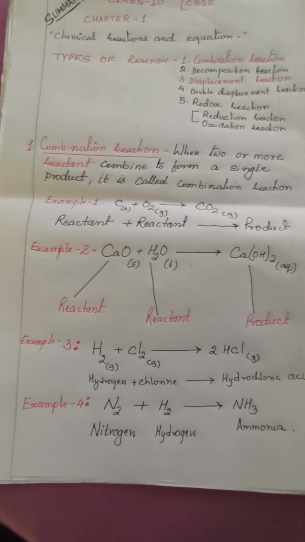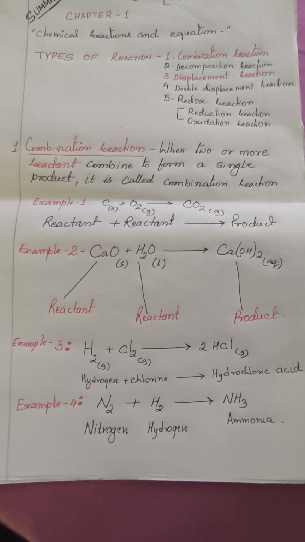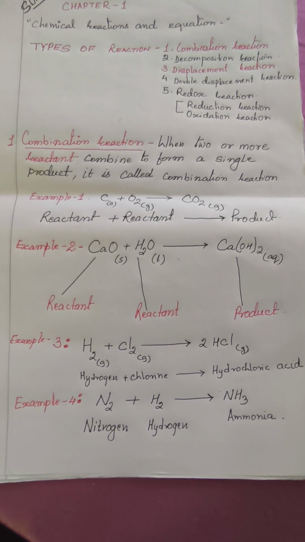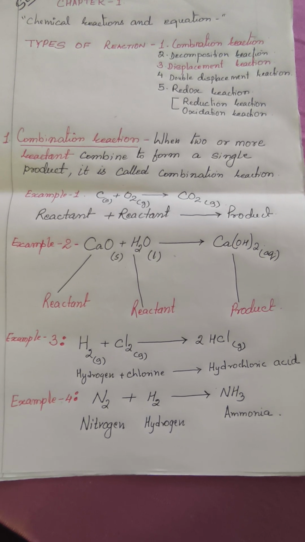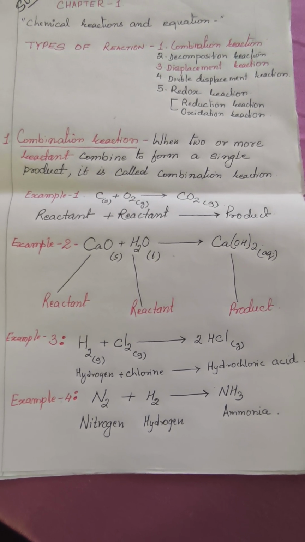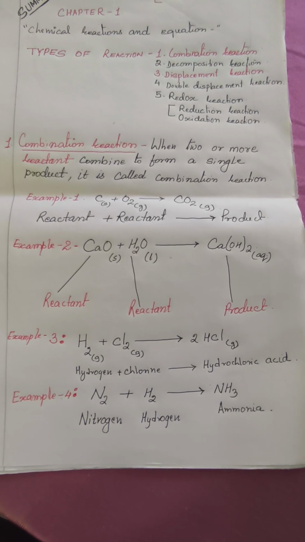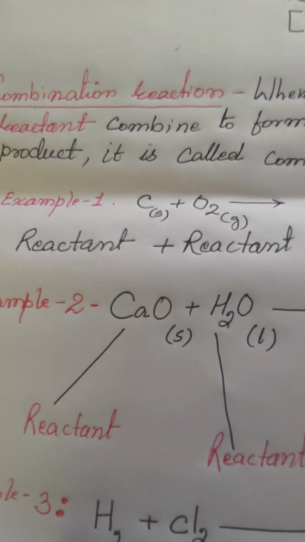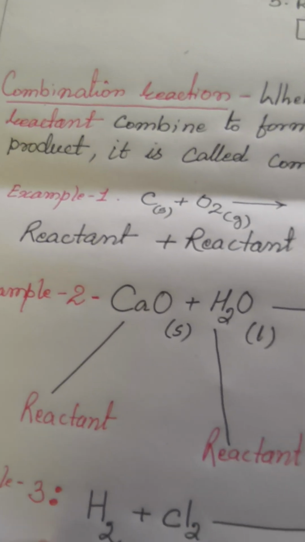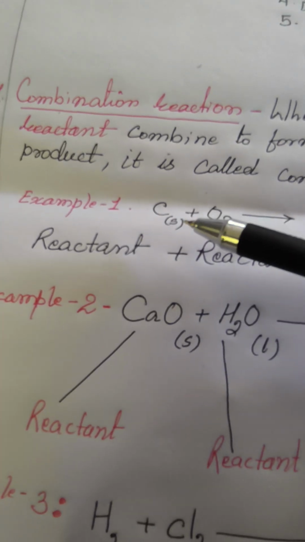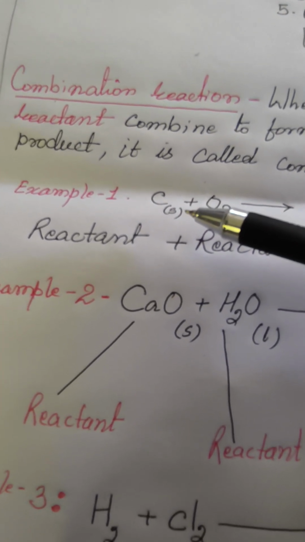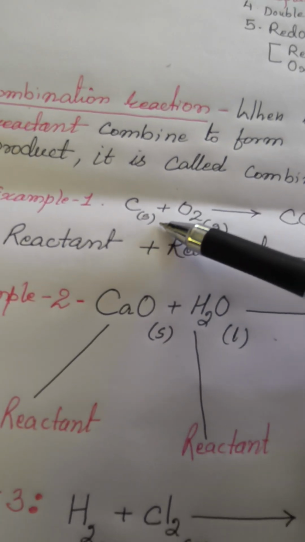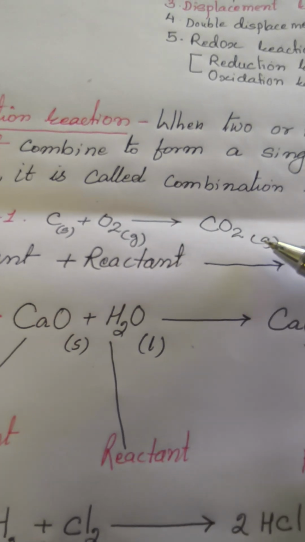Okay, first of all we will go for the combination reaction. Combination reaction means when two or more reactants combine to form a single product, it is called a combination reaction. You can take a screenshot of this also. Now example 1 is carbon, given here with a small s. Carbon is solid, and this is the state of the reactant and the product.